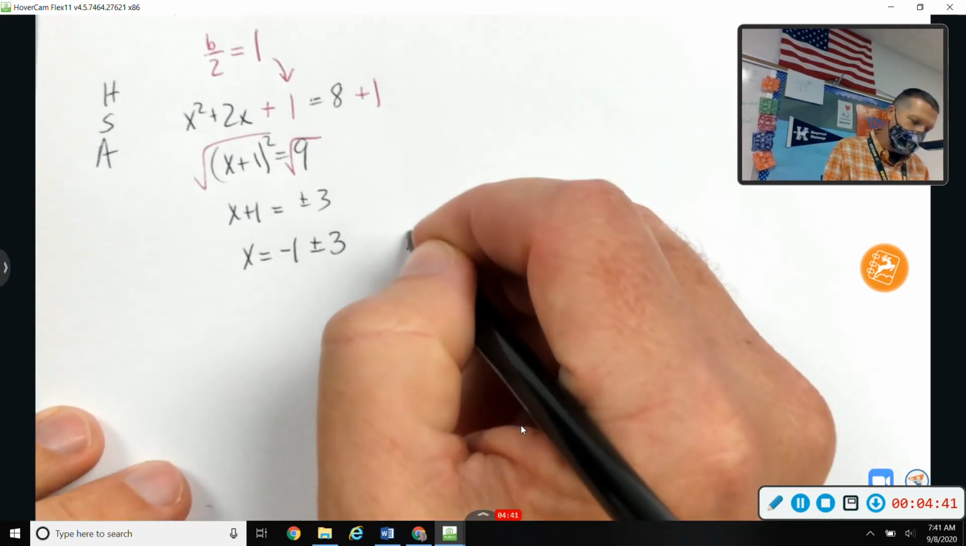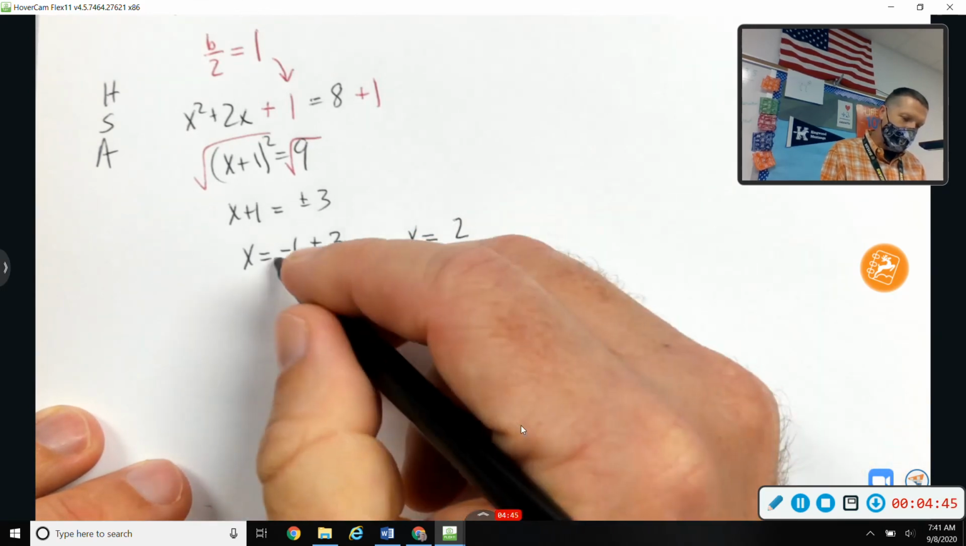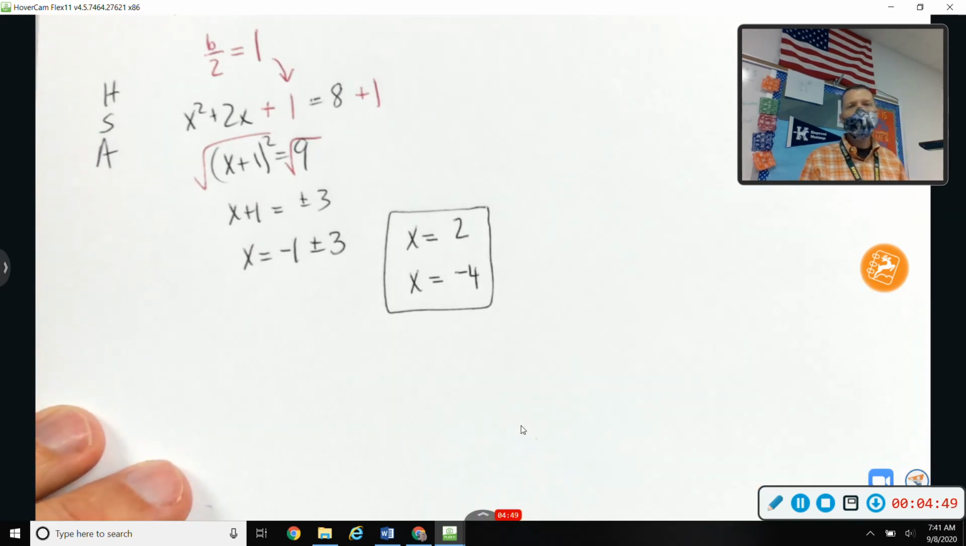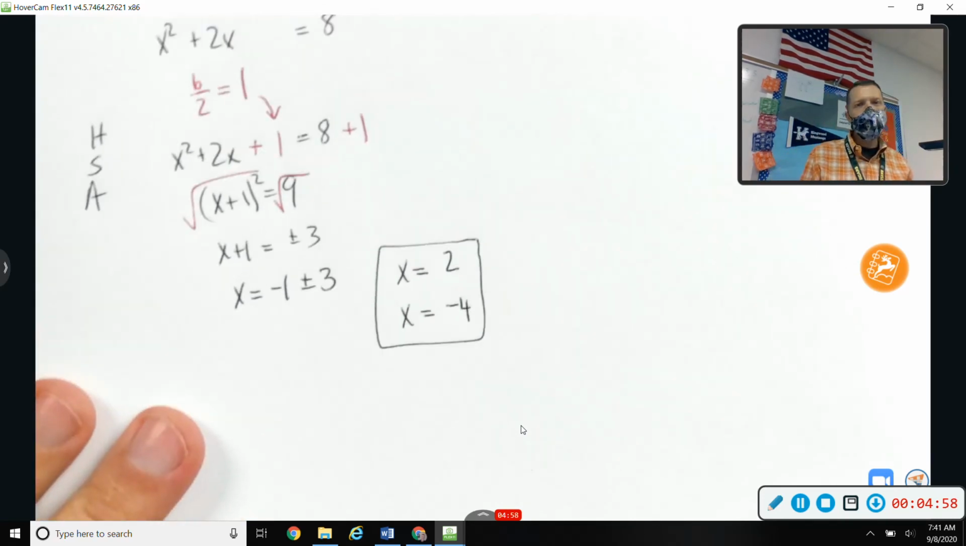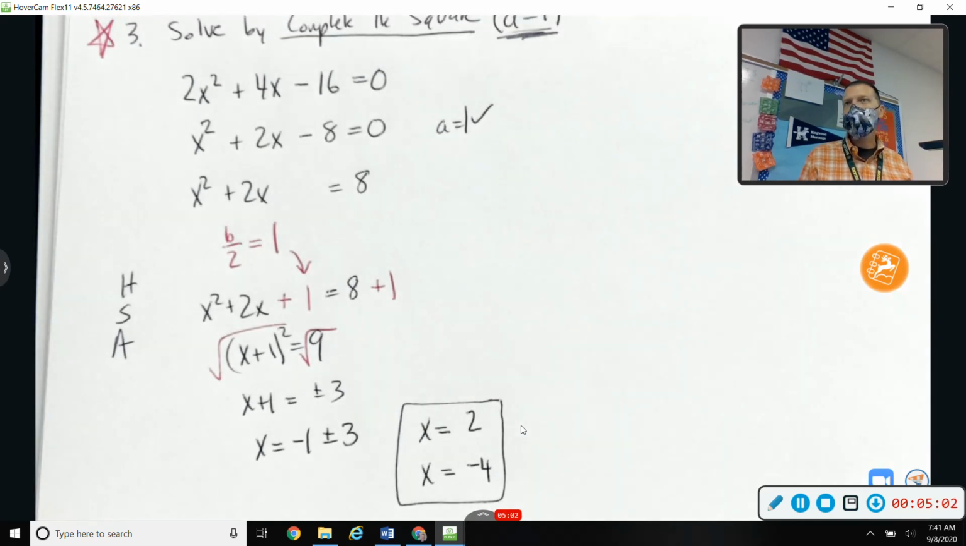Let's actually do negative 1 plus 3 is 2. And negative 1 minus 3 is negative 4. Again, that last one was test inspired with the a not being 1, so you had to do the little fix on it. Not a hard fix, but I wanted to make sure you saw that before test day.